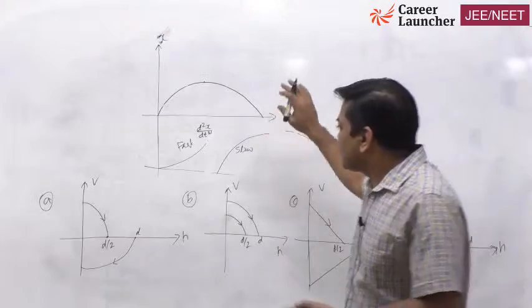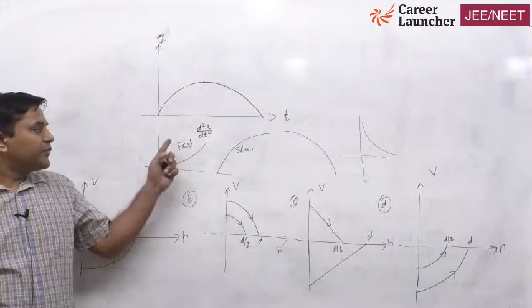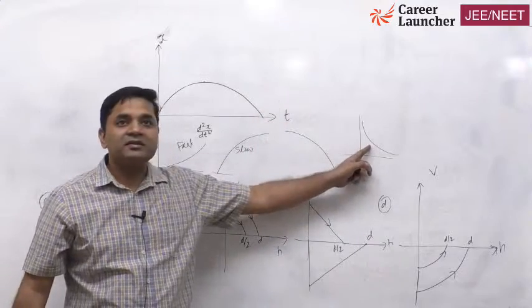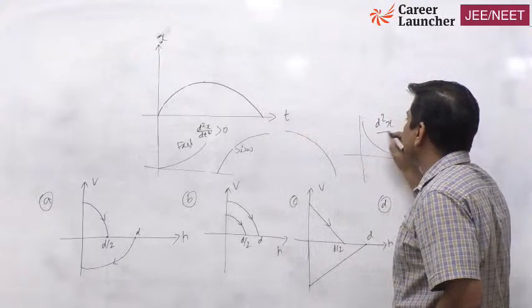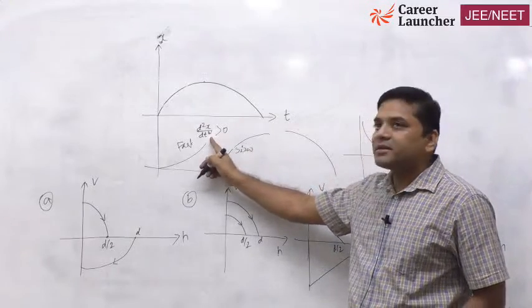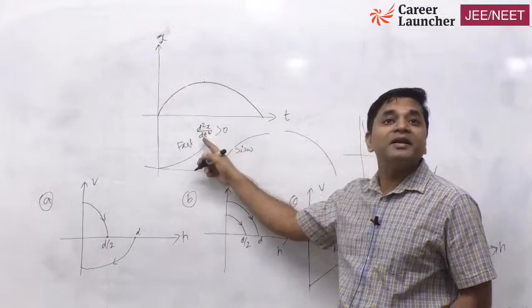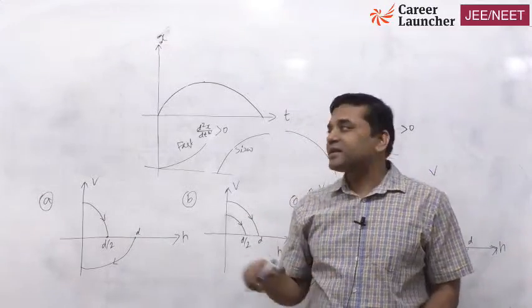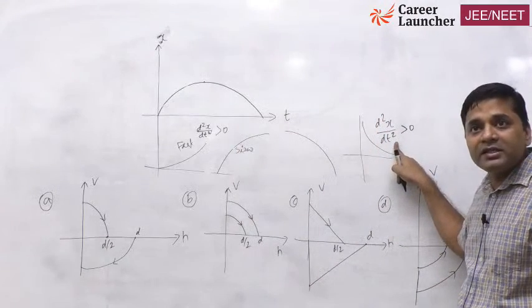So every student should remember the differential meaning of this graph. This is called fast increasing, this is called fast decreasing. In both cases, double differentiation is greater than 0. What is the meaning of this? Single differentiation, dx by dt, is velocity. Double differentiation, dv by dt, is acceleration. So once you differentiate position 2 times, it gives you acceleration. So here a is greater than 0, and here a is also greater than 0. That means a is positive.